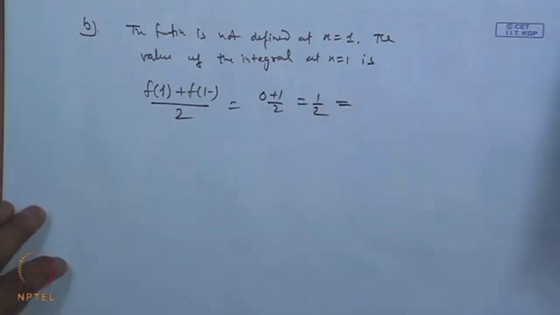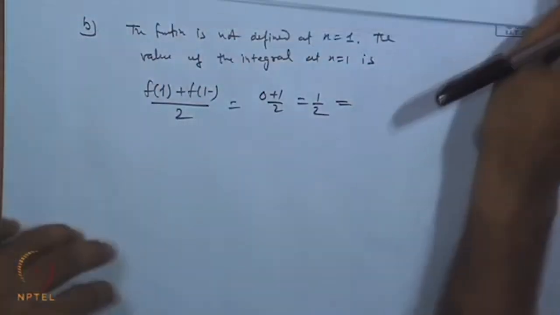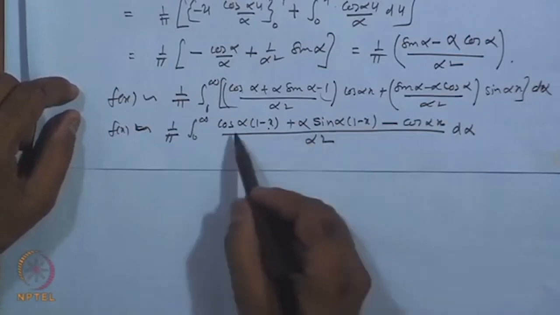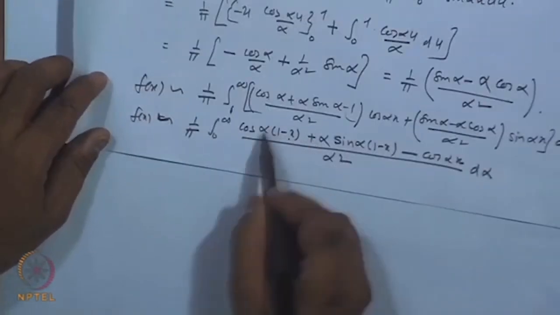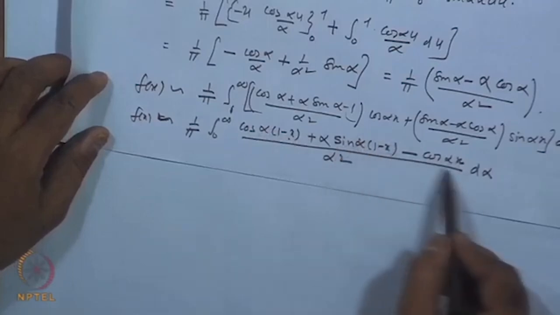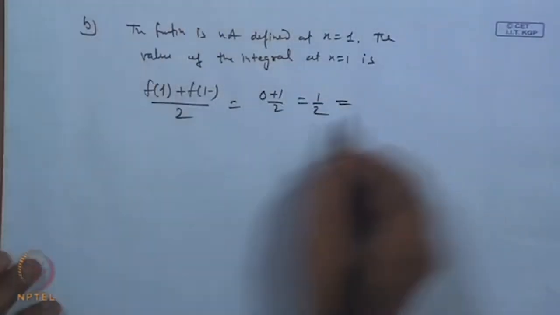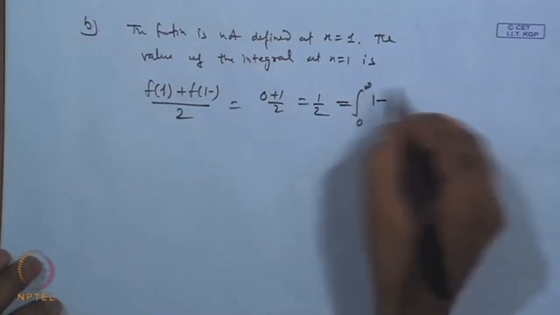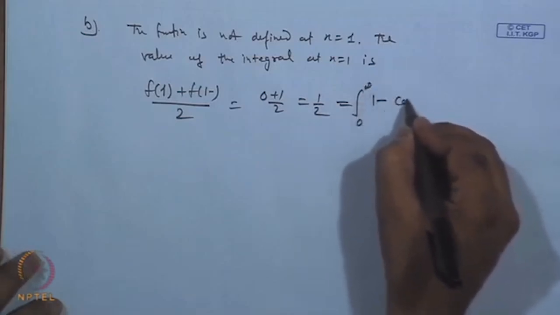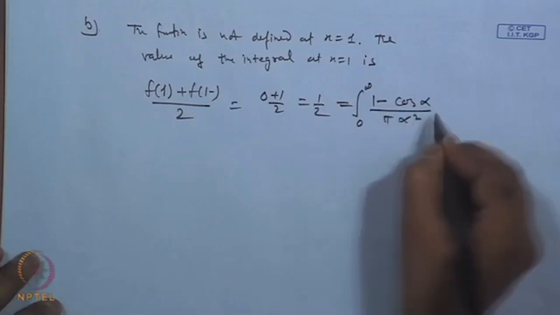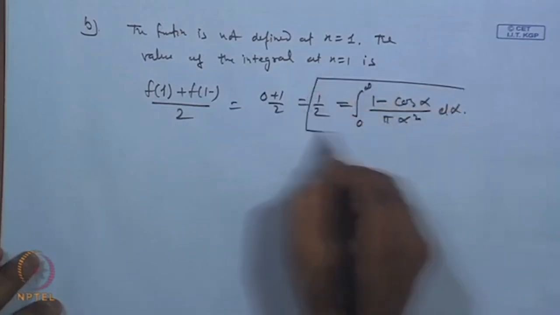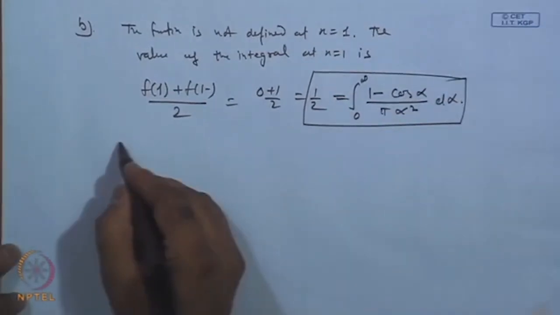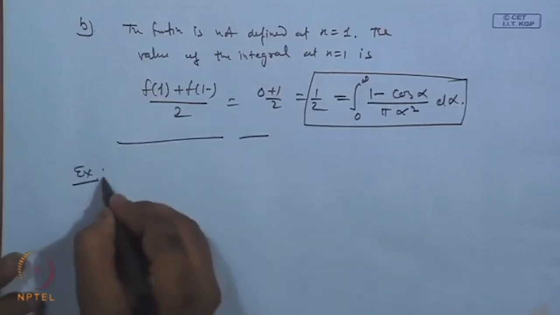So, what is the integral at x equal to 1? Let us just see. So, we will put here x equal to 1, we will get cos alpha into 0, so cos 0, that is 1, and this will be 0, cos 0 and 1 minus cos alpha. So, this is just the integral from 0 to infinity of 1 over pi, (1 minus cos alpha) over alpha square d alpha. So, the integral of this is half. Okay, so we continue with the next example.